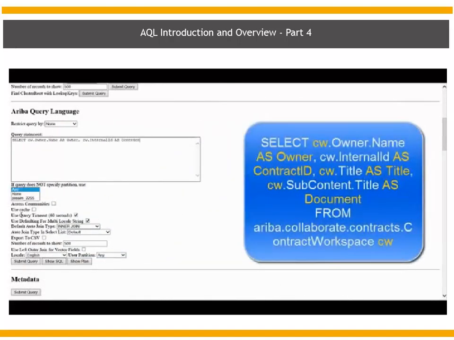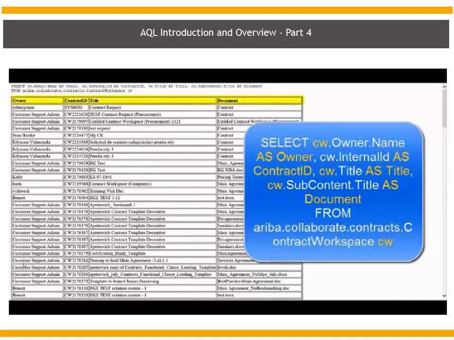Instead of spelling out contractworkspace.owner.name, contractworkspace.internalID, and contractworkspace.subcontent.title, etc., we have abbreviated this class reference as lowercase cw. In the from statement, we specify the class followed by a space and then our abbreviation of the class so that we have defined it appropriately.